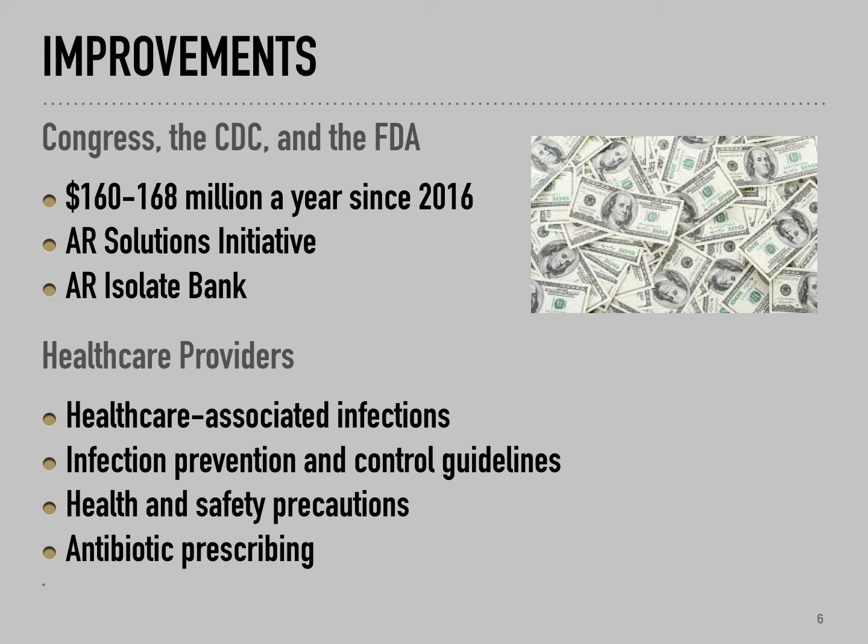Now, this issue has been happening since probably before the 2000s, but Congress has stepped in, and since 2016, the U.S. Congress has done a great job in this fight. They provide $160 to $168 million a year, and they provide this to the Centers for Disease Control and Prevention, also known as the CDC. And the CDC puts this towards an organization called the AR Solutions Initiative. Now, this organization deals with antibiotic resistance by detecting, responding, and preventing these specific infections across communities.